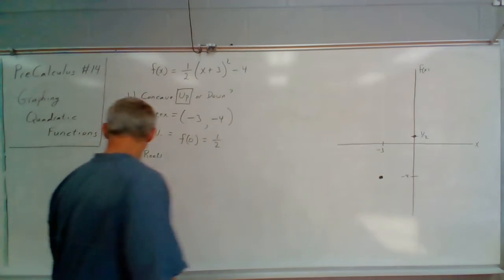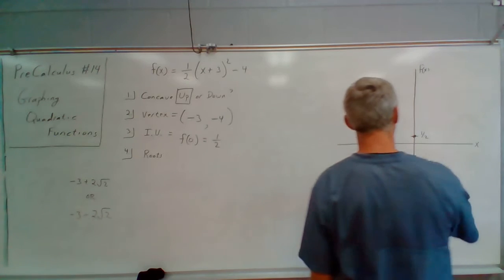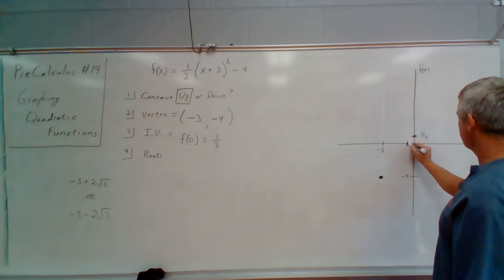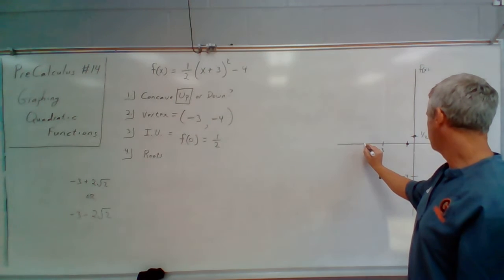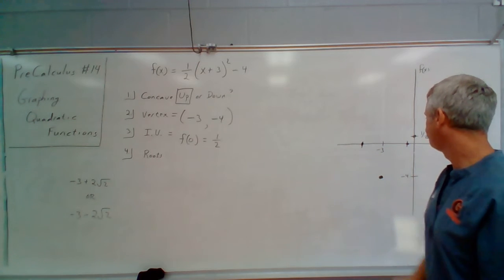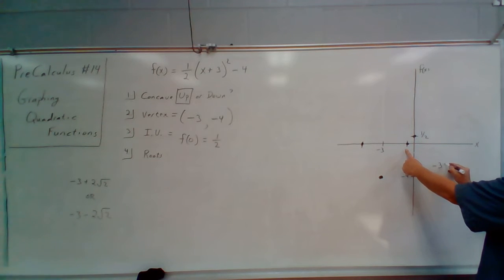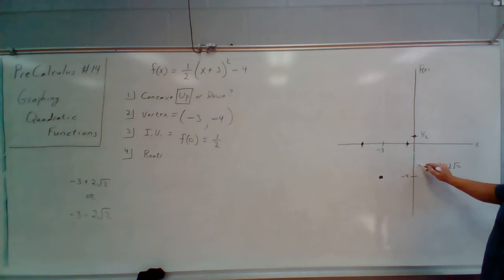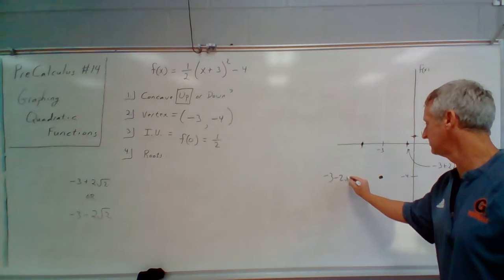All right, so the square root of 2 is about 1.4 or so. So 2 times about 1.4 would be about 2.8. So -3 plus 2.8 or so would be something just below 0. So that root would go about here. And then negative 3 minus that number would be about here. Okay, so this value is negative 3 plus 2 square roots of 2. And this root is negative 3 minus 2 square roots of 2.